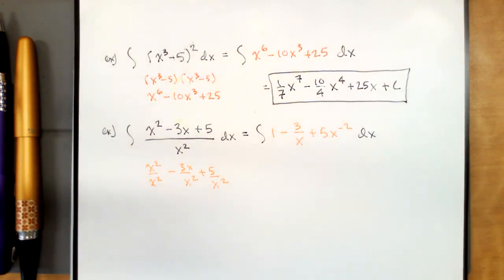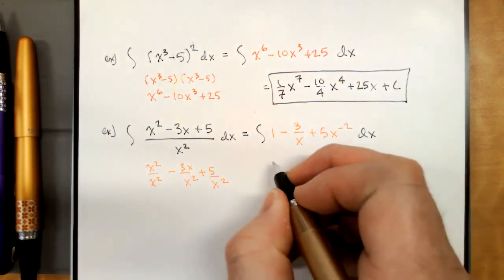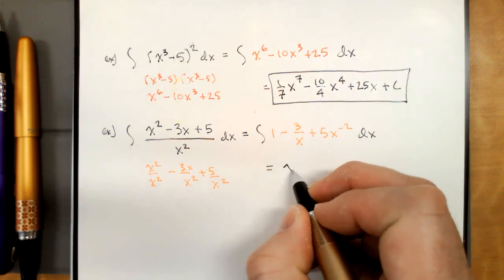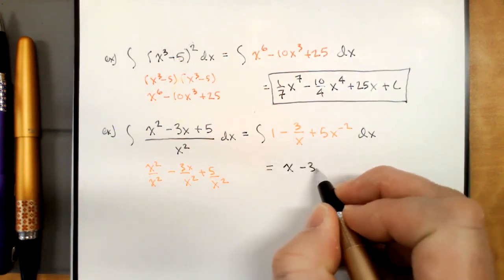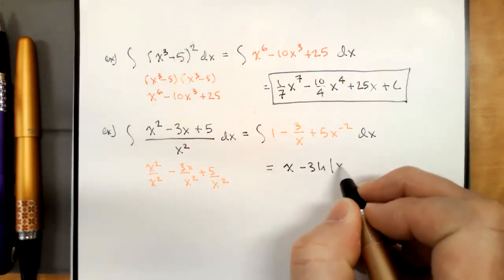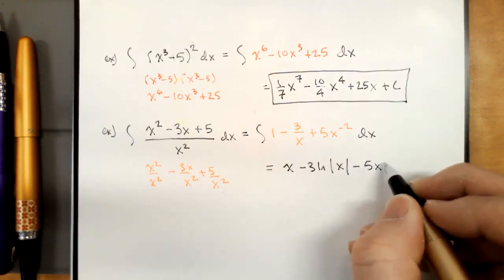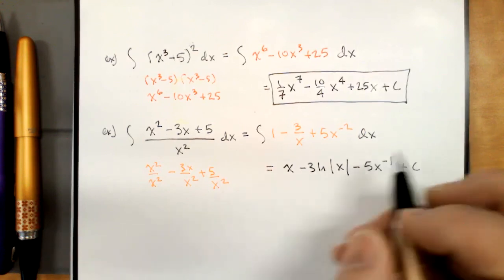Now I've got a bunch of terms that are powers of x. I left the x in the denominator to help remember that the integral of x to the negative 1 is natural log of x, but we normally say 1 over x instead of x to the negative 1. But now we can just go a term at a time. The integral of 1 dx is x, minus 3 times the natural log of the absolute value of x, minus 5x to the negative 1, plus c.